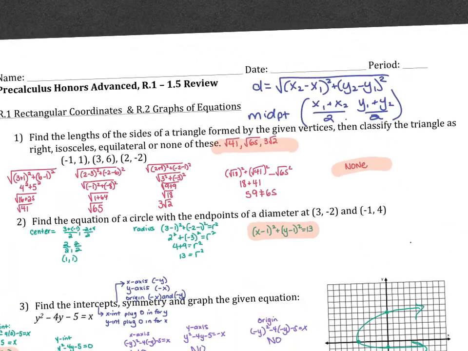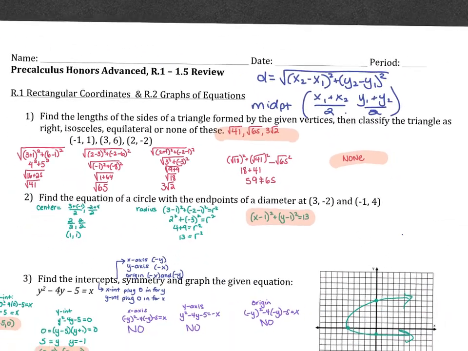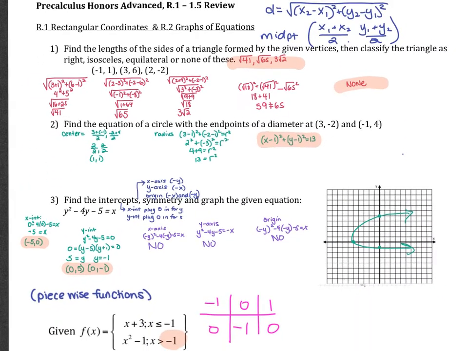All right, so these are the solutions that are posted. This page is your R1 and R2, because remember, this is not in your book, okay? So this was the side lengths of the triangles. This is your distance formula, classifying the triangle as either right, equilateral, or isosceles. Then it was to find the equation of a circle with the endpoints that are given there.